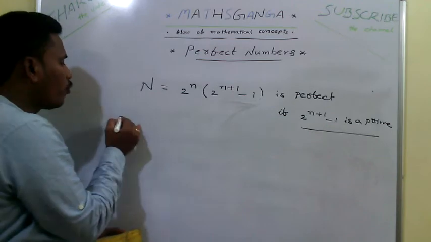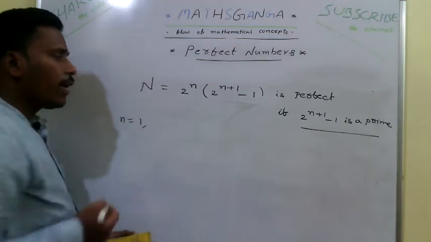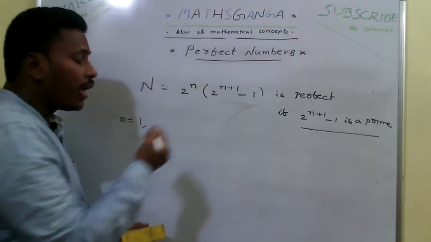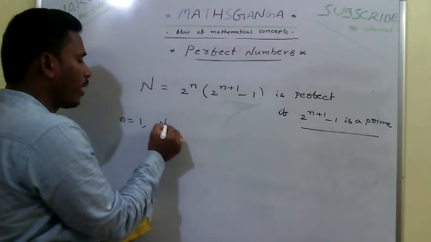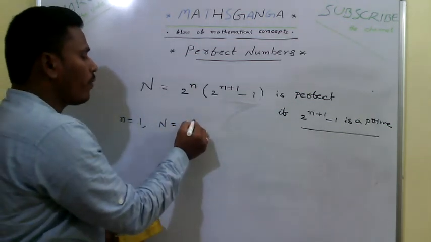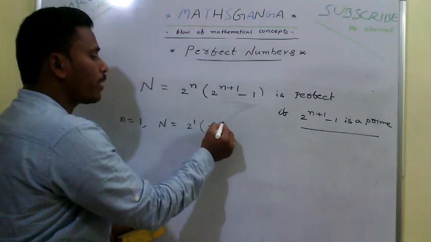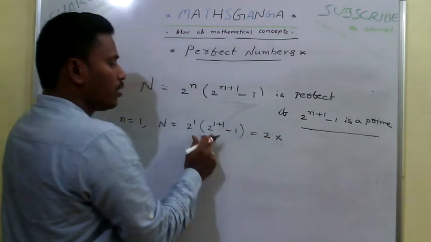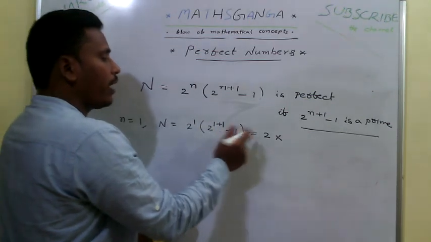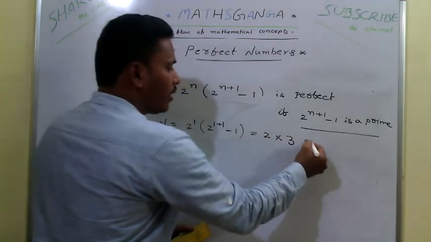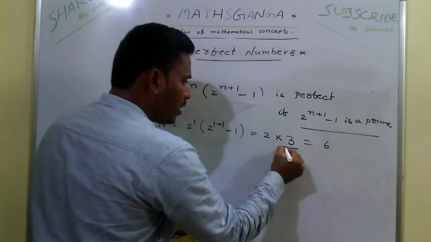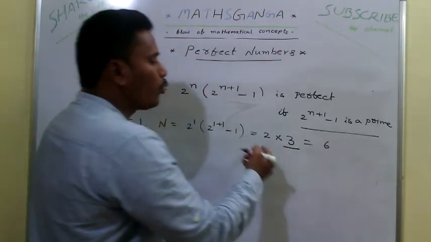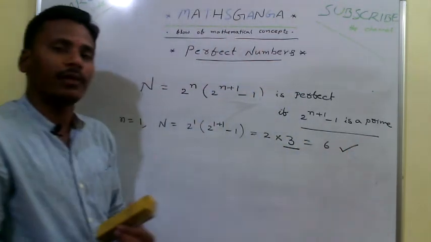So for that, if you take n equals 1, what will happen? n equals 2 power 1 into 2 power 1 plus 1 minus 1. So this is equal to 2 into (2 power 1 plus 1 is 2 square, minus 1) is 3, and that is equal to 6. Since this 3 is a prime number, 2 into 3, 6, is a perfect number.